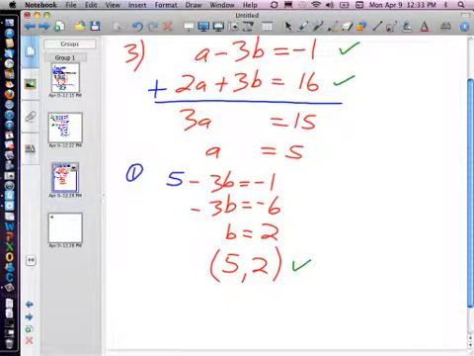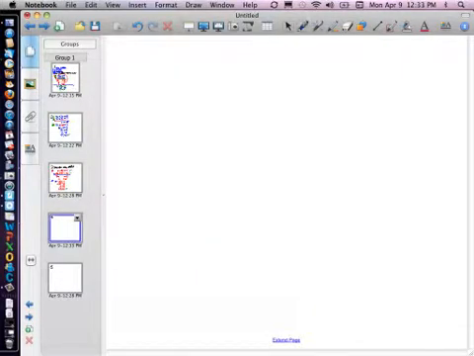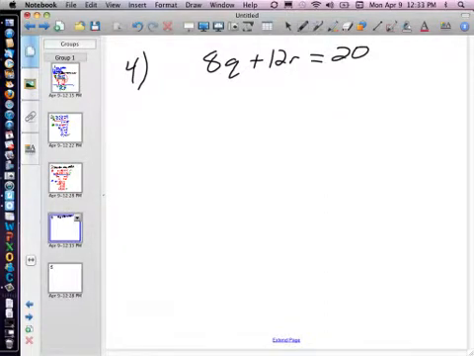Let's go on to another example. Let's use 8q plus 12r. We'll call this example 4. 8q plus 12r equals 20. And then we'll do 5q plus 12r equals negative 1.